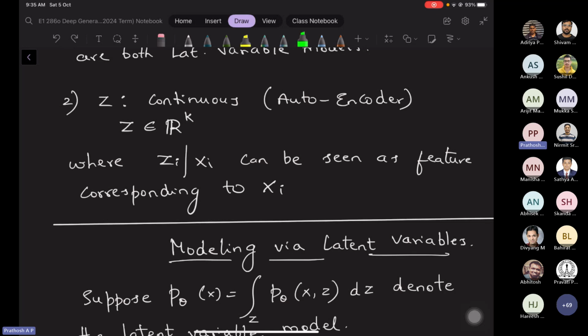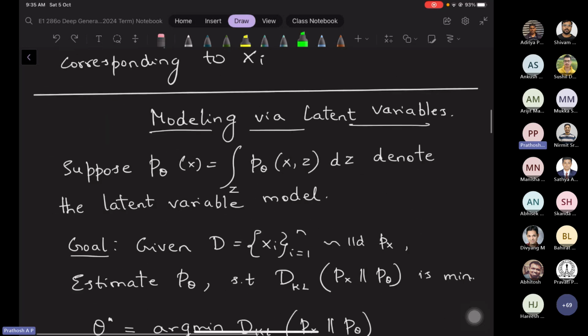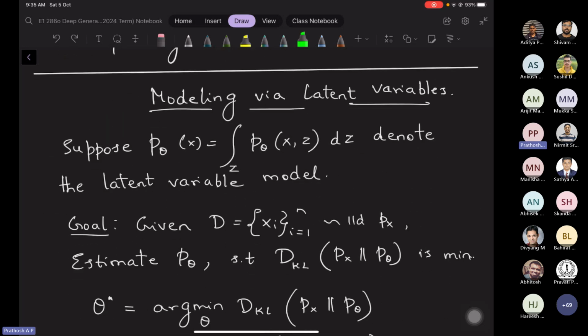So feel free to ask questions. I'm just recapping what we saw in the last class. If you have any questions, you can raise your hands and ask them. Okay. Now, this is about the definition of latent variable model. Now, the question is, how do we model distributions using latent variable models?